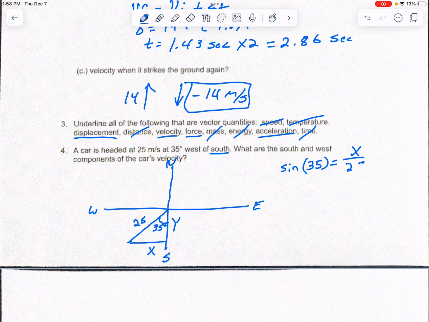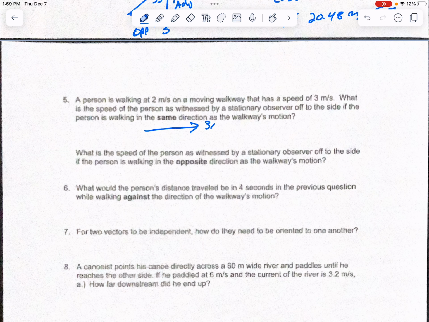Number 5, a person is walking at 2 meters per second on a moving walkway that has a speed of 3 meters per second. What is the speed of the person as witnessed by a stationary observer off to the side if the person is walking in the same direction as the walkway's motion? Okay, a lot of stuff there for some basic math. That means the walkway is going this way at 3 meters per second. The person is also going this way at 2 meters per second. So ultimately they're going to combine. So that means ultimately the velocity will be 5 meters per second that way.